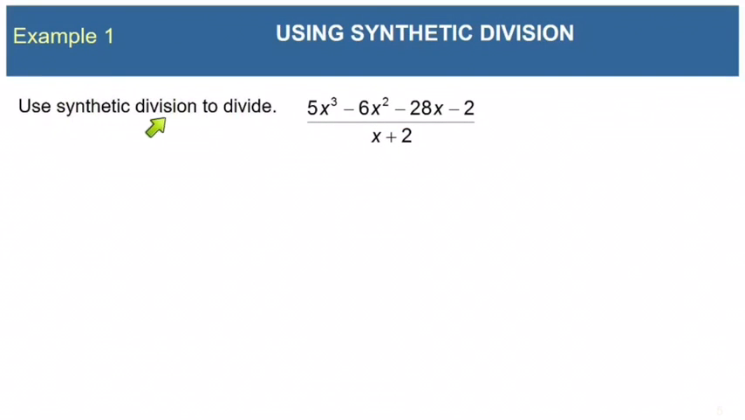It says use synthetic division to divide 5x to the third minus 6x squared minus 28x minus 2 by x plus 2.